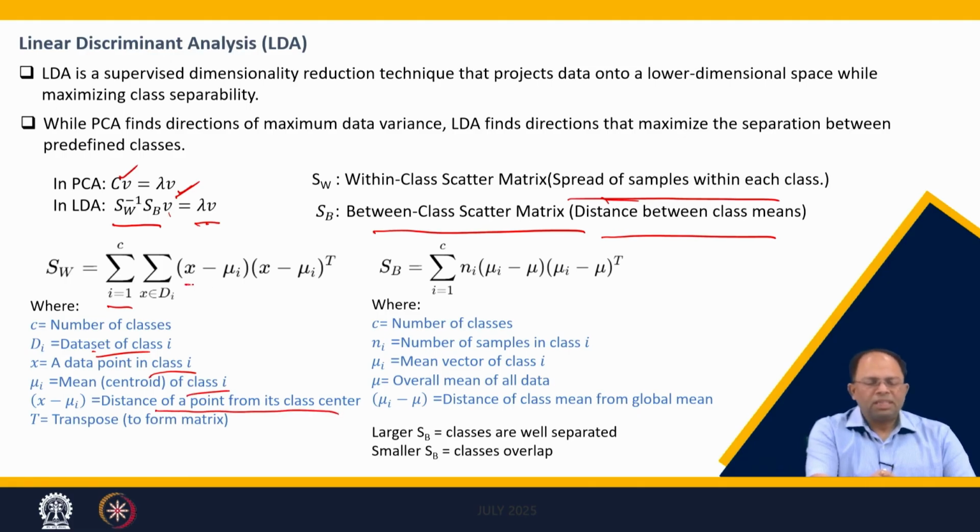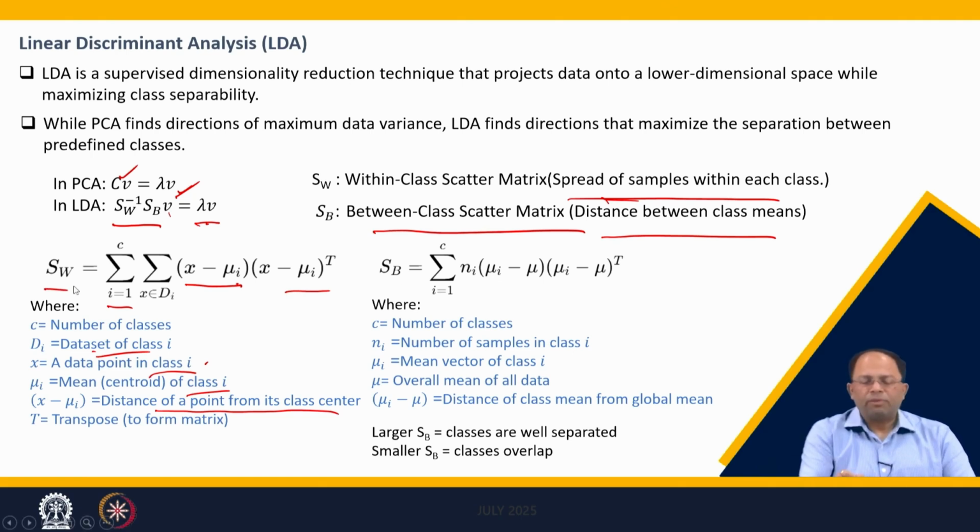So we first determine this for each of these classes. For each of the data points in those classes, we determine its distance from mu_i and then multiply that with its transpose. Once we have done that, we take a summation of those values, and then we get SW.